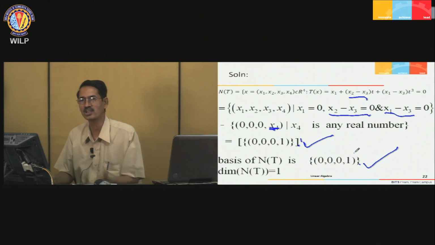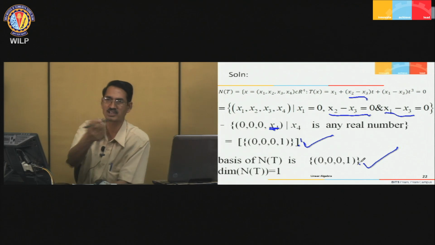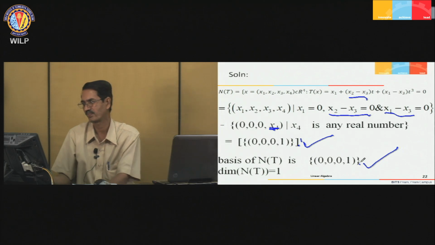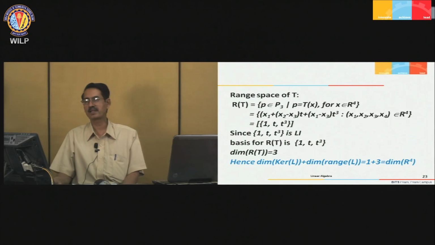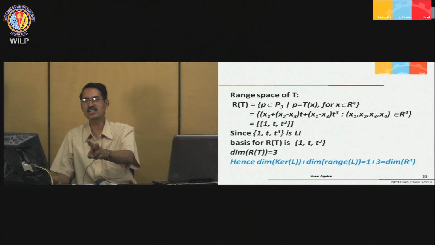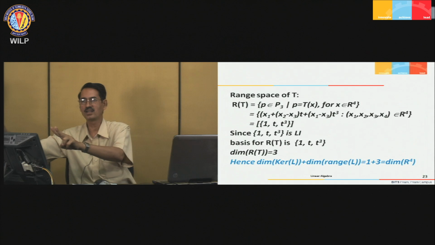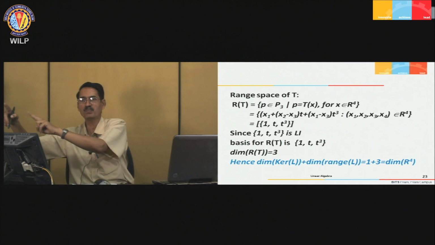If it is a basis for the null space of T, how many elements does it have? One element. Therefore, the dimension of the null space of T, or the dimension of the kernel of T, is 1. Let us see how to find the range space of T. Remember, T is a linear transformation from R4 to P3. Therefore, the range space of T will be a subspace of P3.